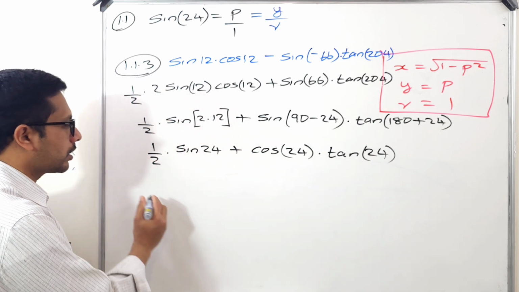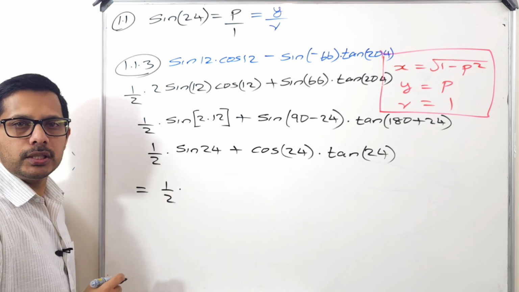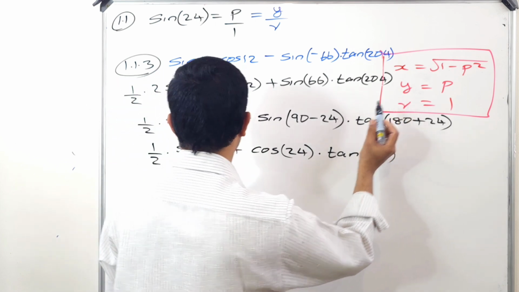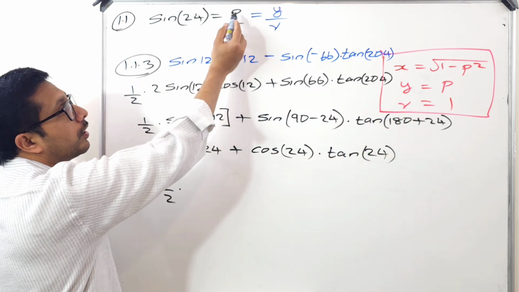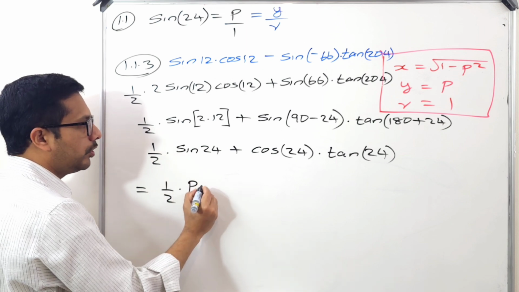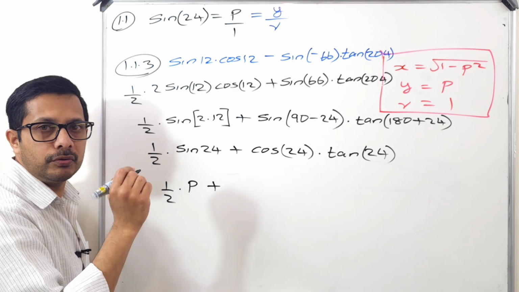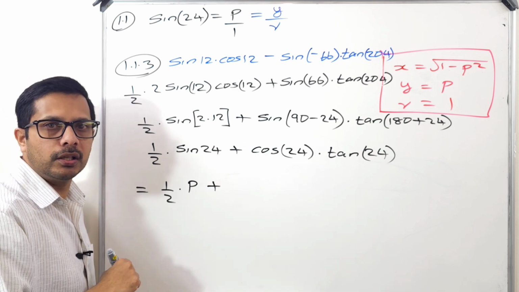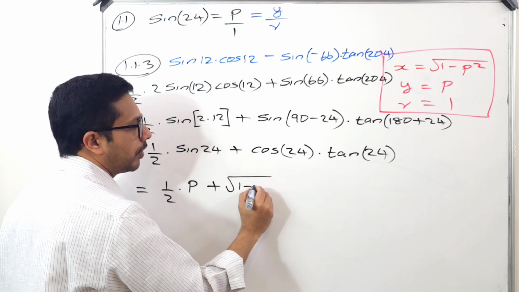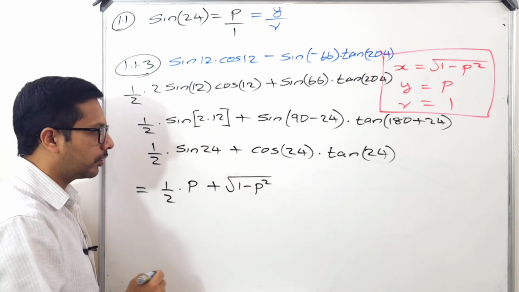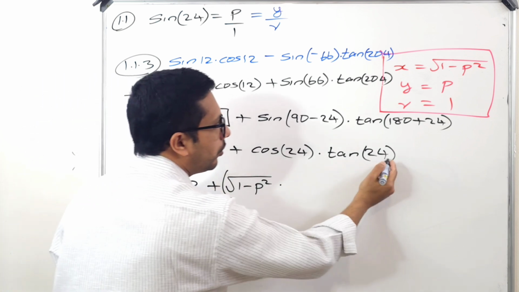Okay, so now we just apply it. Half into sine 24 in terms of p. What is sine 24? We already got it, it is given in the question: p. So it is half into p plus cos 24. Look at the second question: square root of 1 minus p square. We already got the answer for that one. Square root of 1 minus p square, times, this is multiplication, times tan 24.